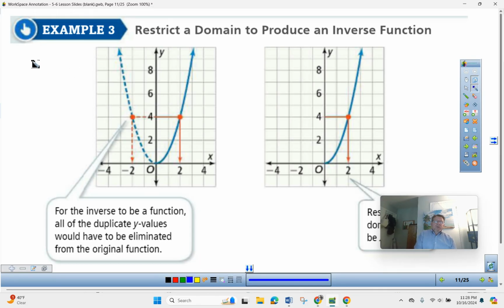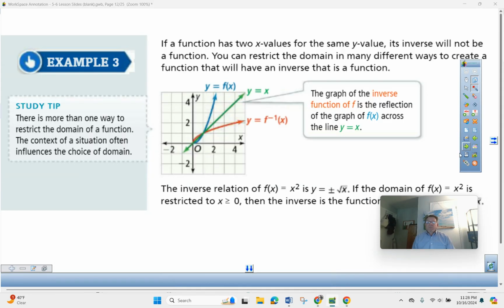The domain is currently all real numbers, right? All real numbers. But they're suggesting, let's do something different. Let's say we only use x's that are bigger than or equal to 0. That's 0 comma positive infinity. They're saying if we only use this domain right here, I think that'll make things better for us.